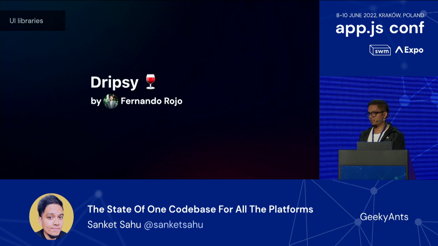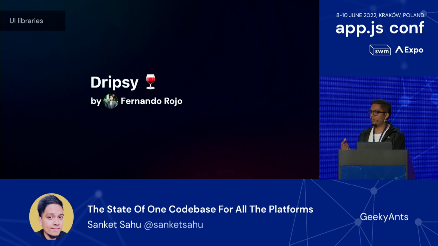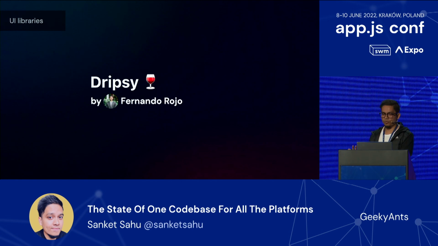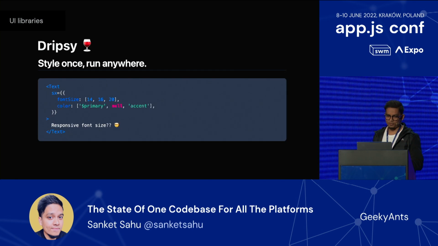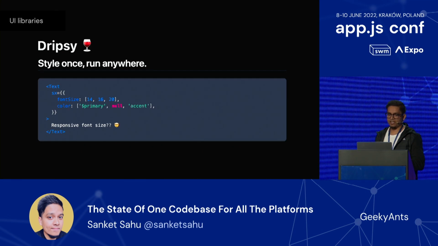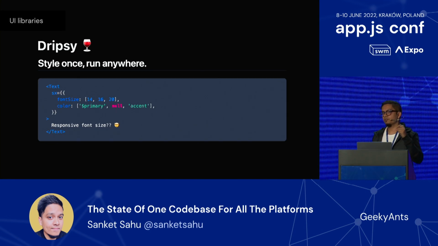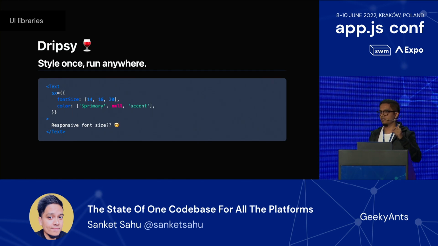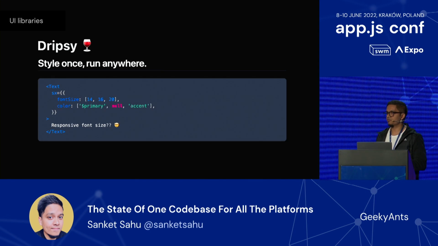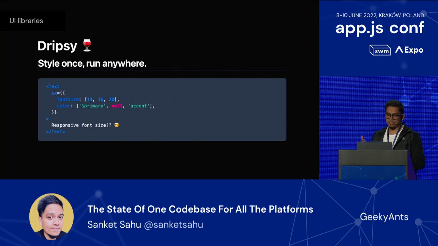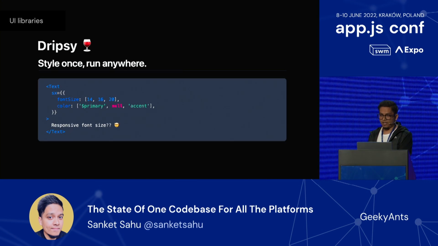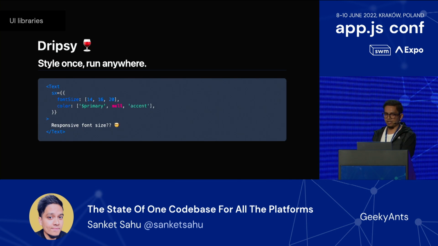We have Dripsy. This is a very thin styling engine on top of React Native. This is by Fernando Rojo. And I really like this caption, style once, run anywhere. It has a very elegant API. So it's essentially an extension of React Native components. And you get this SX prop, wherein you can pass all those things like font size, responsive font sizes like 14, 16, 20. Then we have colors, and we have tokens there. Like you can use primary color, and these three are responsive colors for all the three screen sizes. So yeah, I really like this nice little library by Fernando.